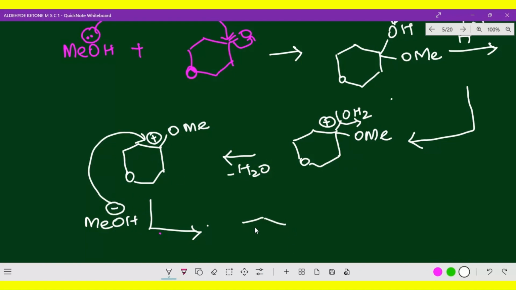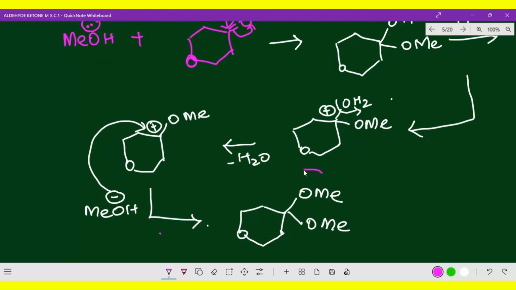So what happened? On both sides you will be getting the side O and then here OMe, and this side OMe and this side also OMe. So you will get this kind of product. Which kind of product? This product you will be getting. Hope you got the clarity. How do we get it?